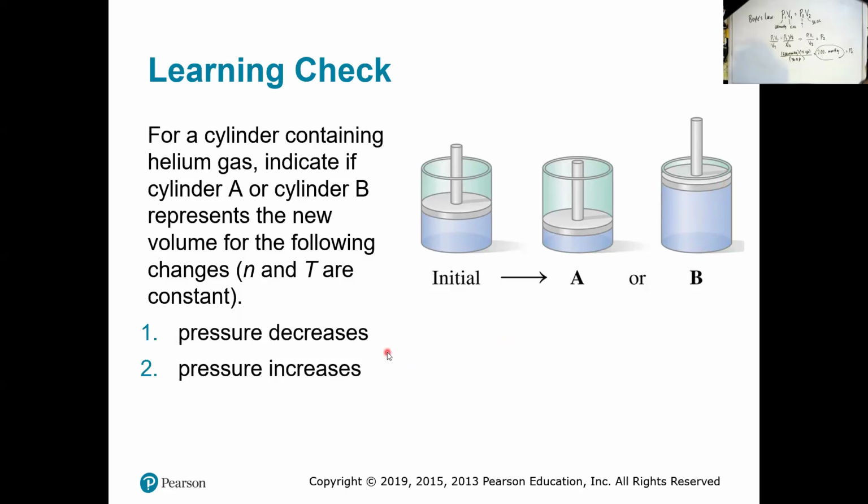And now this is just making sure that we're understanding that inverse relationship between pressure and volume. So if our pressure decreases, then we're expecting an increase in our volume. So that would be cylinder B. If our pressure increases, we're going to expect a decrease in our volume. So that's cylinder A.